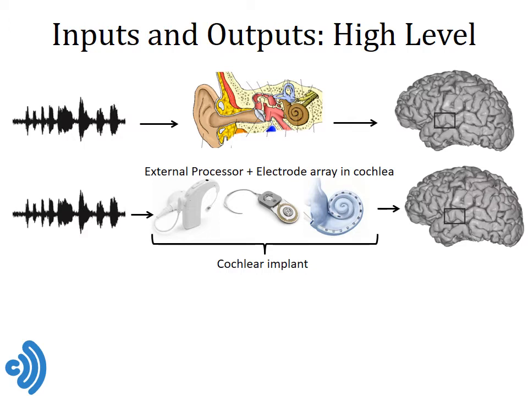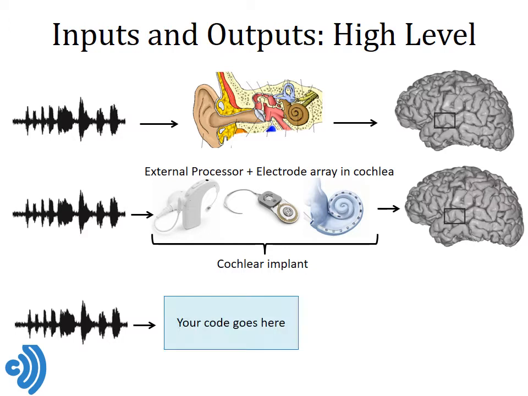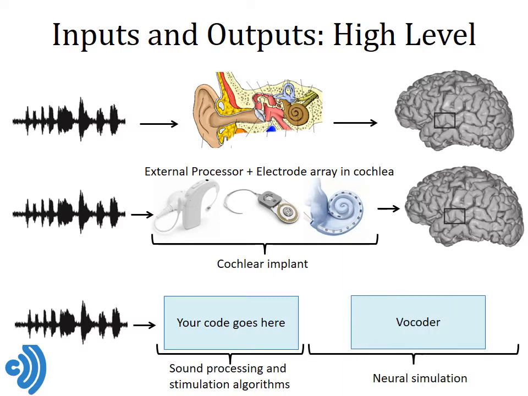For the hackathon, we take this one step further and bypass the hardware and software of the cochlear implant with code. The cochlear implant processor is replaced with your code for the hackathon. This processes the sound and tells the stimulator which electrodes to stimulate and when. Then the vocoder simulates the neural connection from the cochlea to the brain. For more information about the vocoder, please see Jordan Bimes' presentation.